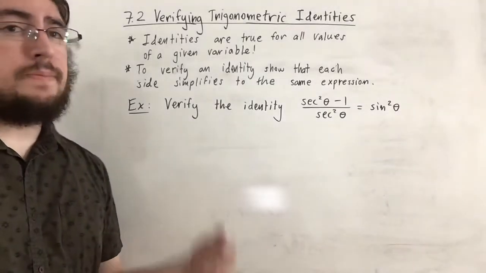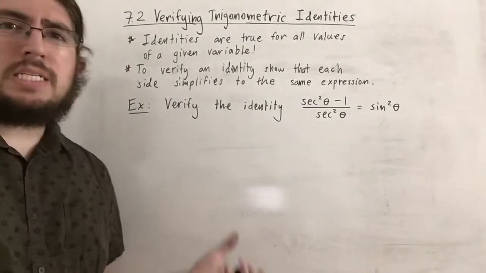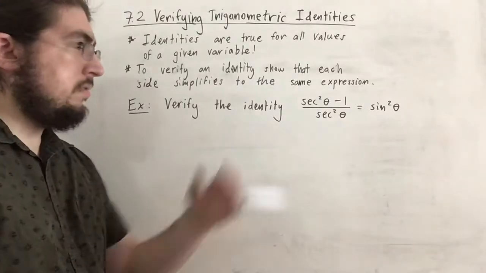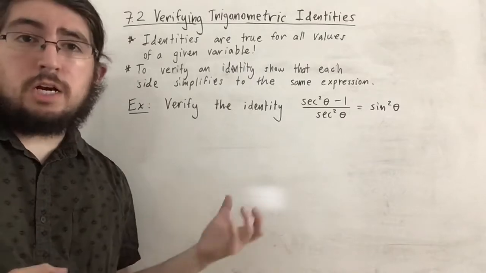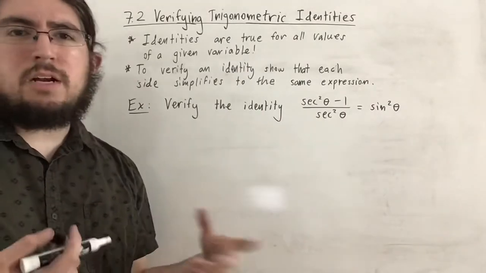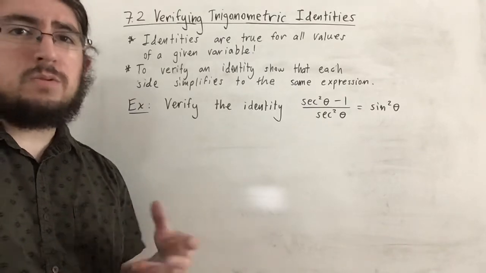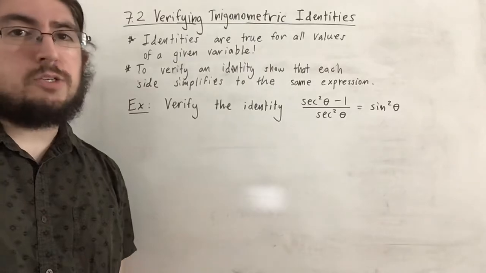Hello everyone, this is chapter 7.2, verifying trigonometric identities. Here we'll basically be given an identity, some expression equals some other trigonometric expression, and we'll be using trigonometric identities to prove these identities. So these identities are going to be a little more complicated than the fundamental ones we've seen so far, but we'll use the fundamental ones to show that these are indeed true.